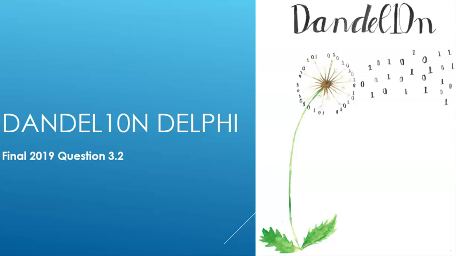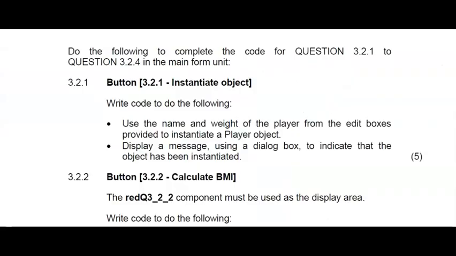Today we're going to look at the final of 2019 question 3.2. So make sure you first watch the final of 2019 question 3.1 and complete it before you watch this video. So now we've moved over to the main form and we're going to start with question 3.2.1 that asks us to instantiate the object. So you should press pause and try this yourself before I show you the memo.